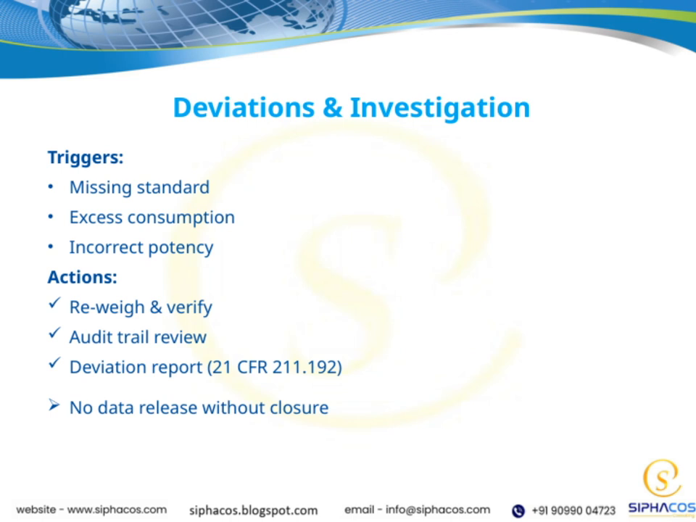First, we reweigh and verify the materials to ensure accuracy. Next, we review the audit trail to understand what happened and when. We also generate deviation reports, in line with 21 CFR 211.192, to document and investigate thoroughly. It's important to remember that no data can be released without proper closure of these investigations. Ensuring these steps are followed helps us maintain compliance and quality in our processes.